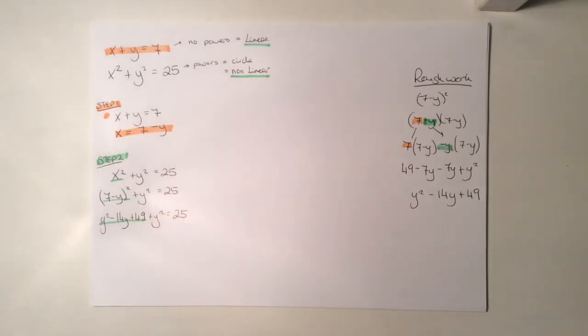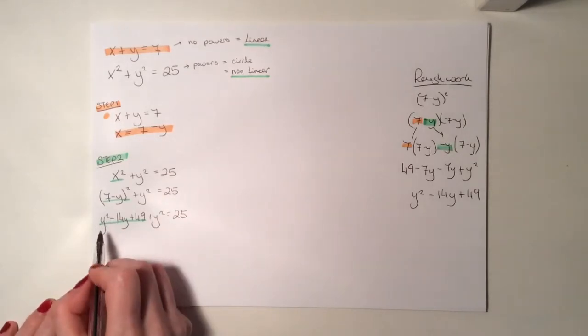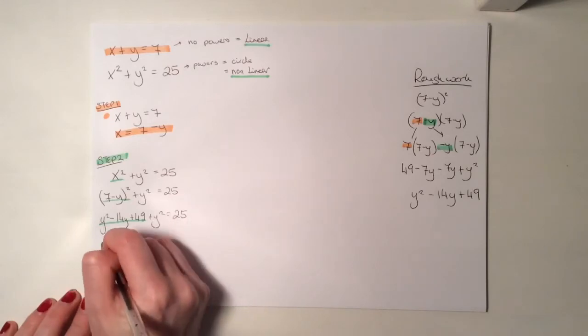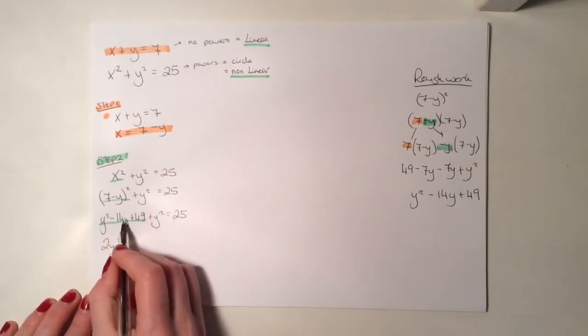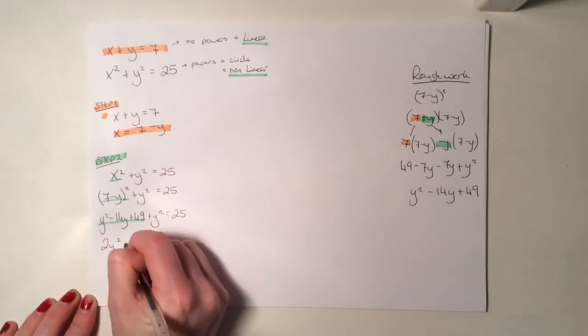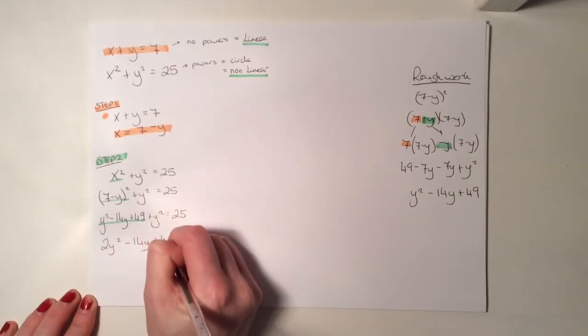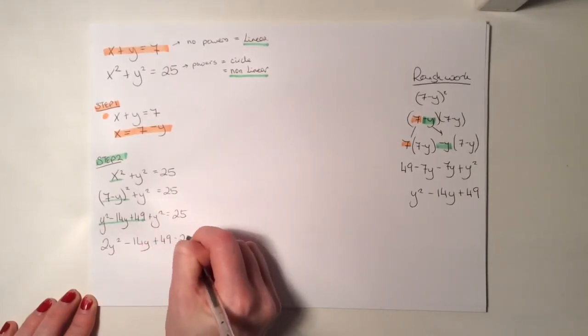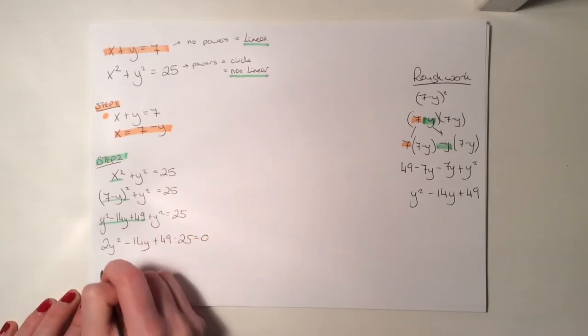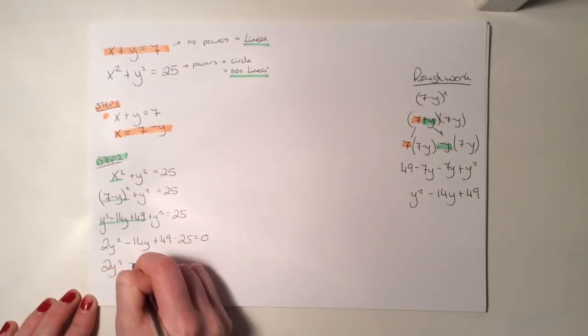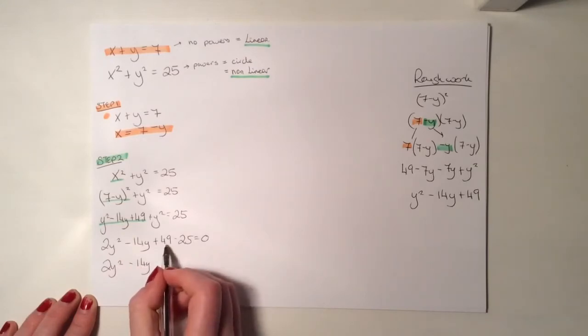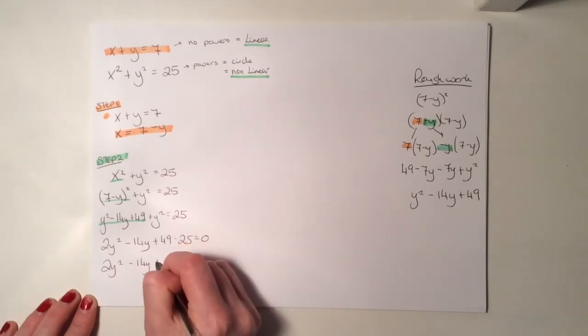Now, from here, you're adding things that are the same or trying to tidy up. So we have y squared and y squared, it's 2y squared. Minus 14y is the only y term, so we write that down. And then bringing all numbers over, bring the 25 over, equals 0. 2y squared minus 14y. 49 take away 25 is 24.